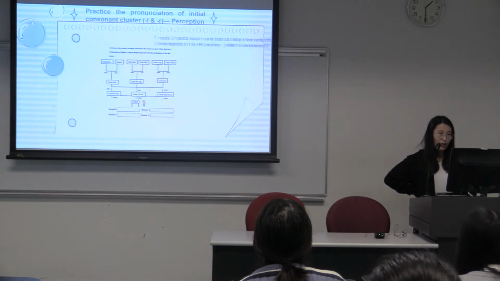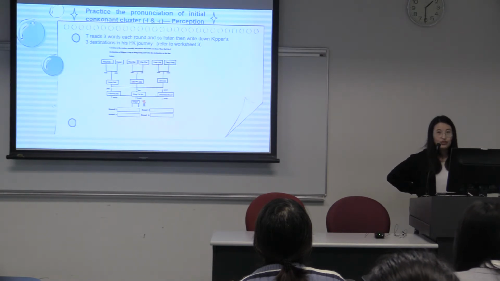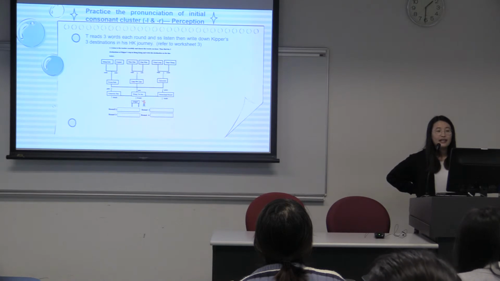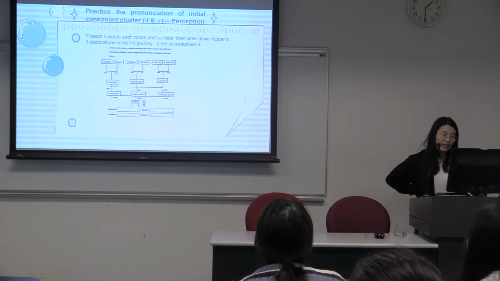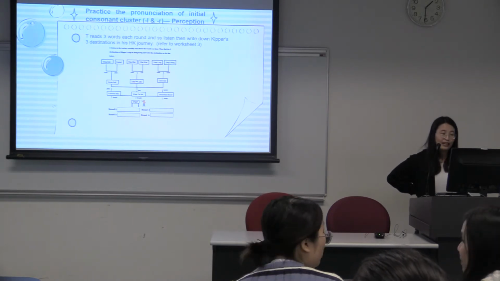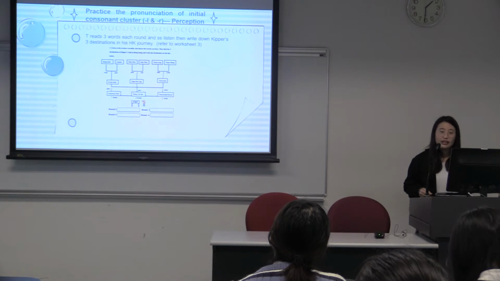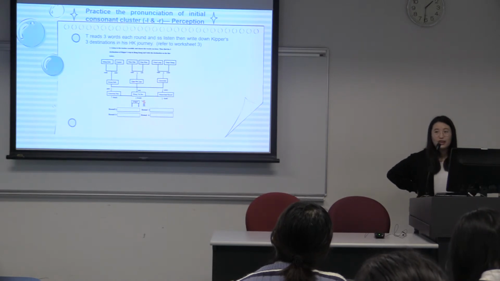And we will check students' perception again in this stage. The teacher will read three words each round, and the students listen and write down the three destinations in the Hong Kong journey. For example, a teacher may read "blank," then students need to write down Wan Chai Xing, and then she may read "play," then students need to write down Ocean Park. Yeah, so they have to write down three locations in this activity.